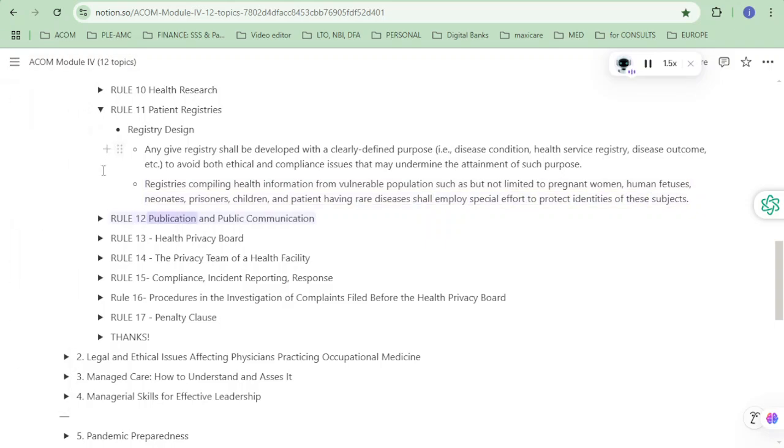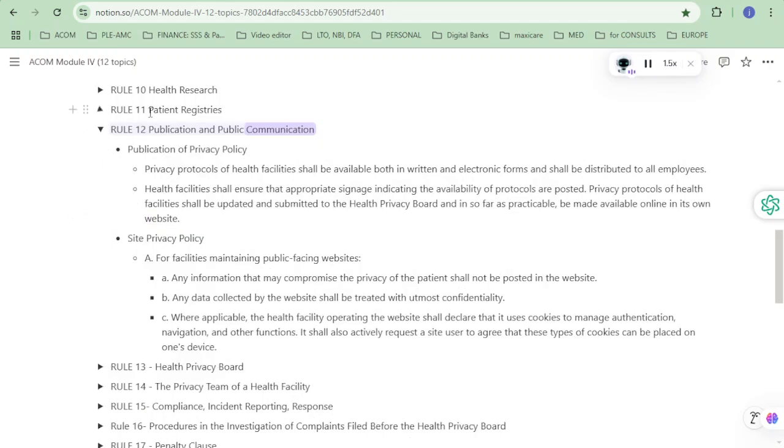Rule 12. Publication and Public Communication. Publication of privacy policy. Privacy protocols of health facilities shall be available both in written and electronic forms and shall be distributed to all employees. Health facilities shall ensure that appropriate signage indicating the availability of protocols are posted. Privacy protocols of health facilities shall be updated and submitted to the Health Privacy Board and, insofar as practicable, be made available online in its own website.